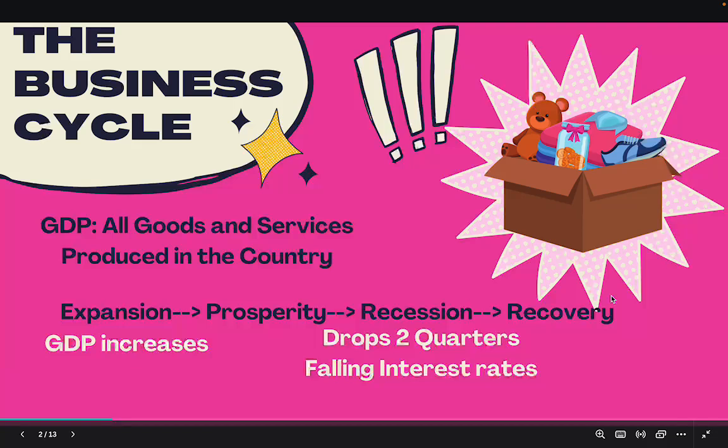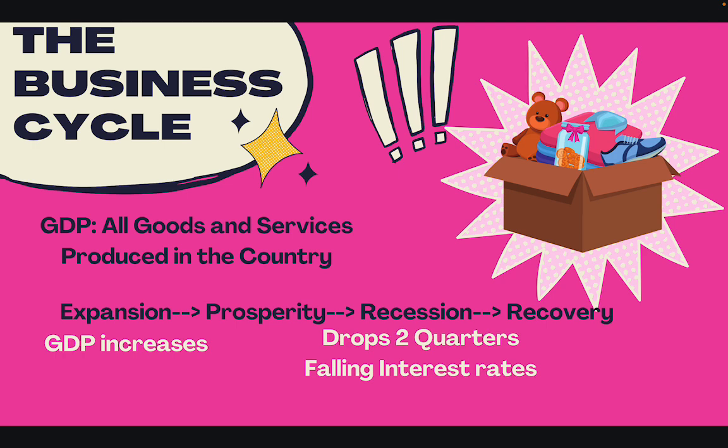Okay, basic economics. First of all, we have the business cycle. The business cycle involves the four stages that the economy goes through. So we have expansion, prosperity, recession, and recovery. After recovery, we go back to expansion. And then we go expansion, prosperity, recession, recovery. It's just a cycle. It's predictable. It happens. It is the job of the Federal Reserve and other bodies to help control it as much as possible.